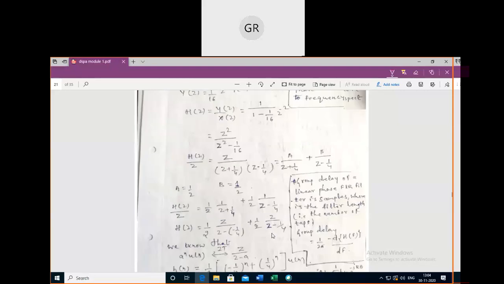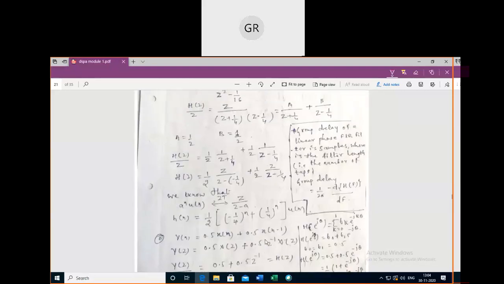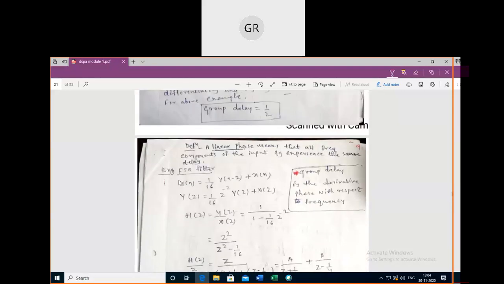Okay, one problem here we'll discuss that is very important. This problem, this one only. Here they given y of n is equal to 1 divided by 16, y of n minus 2 plus x of n. Sorry, actually it's an IIR filter, not an FIR filter, because here the y of n depends on inputs and outputs also. Just change it here.